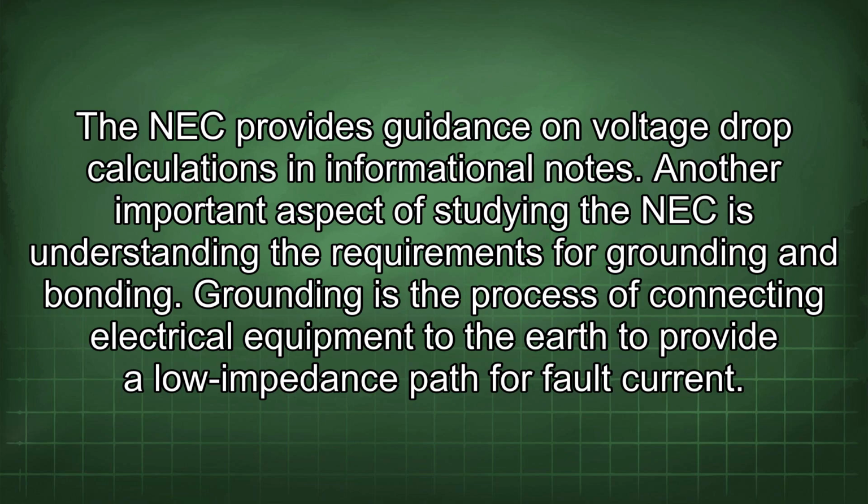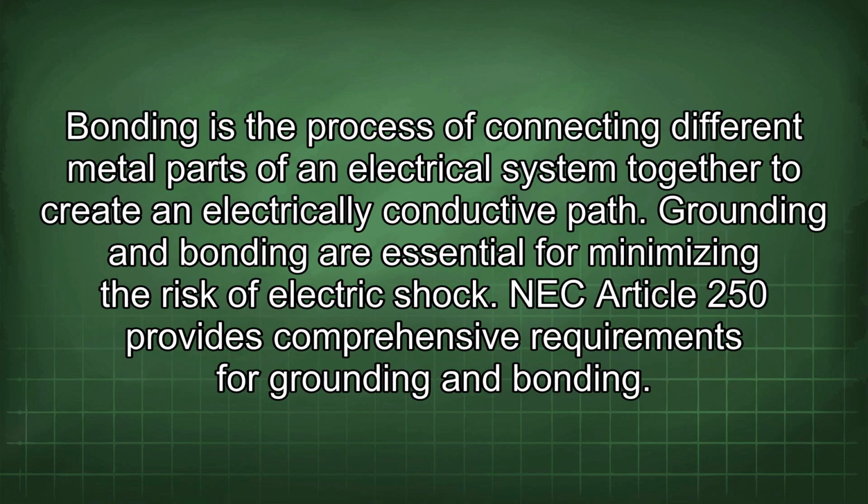Another important aspect of studying the NEC is understanding the requirements for grounding and bonding. Grounding is the process of connecting electrical equipment to the earth to provide a low impedance path for fault current. Bonding is the process of connecting different metal parts of an electrical system together to create an electrically conductive path. Grounding and bonding are essential for minimizing the risk of electric shock. NEC Article 250 provides comprehensive requirements for grounding and bonding.